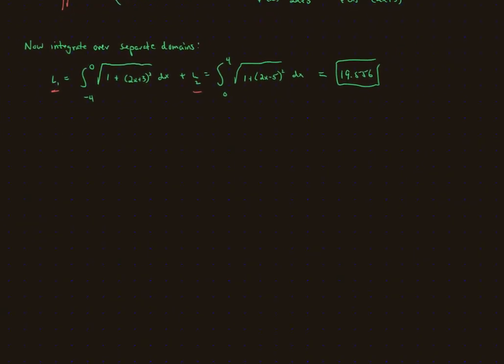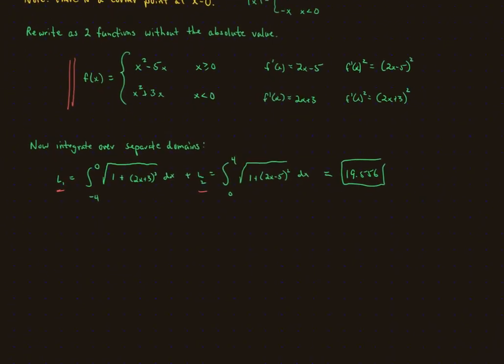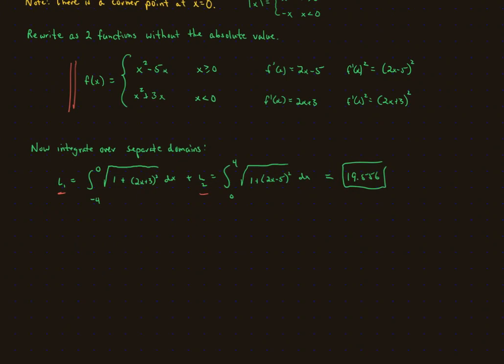Now, cusps will be similar to corner points, in that we are going to have to redefine our derivative and break up our interval. But the problem is we're going to get, if you remember, at a cusp, the derivative is going to go to infinity or negative infinity at that boundary point, at that place where we have the cusp.